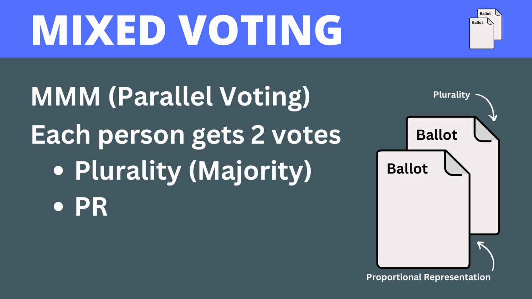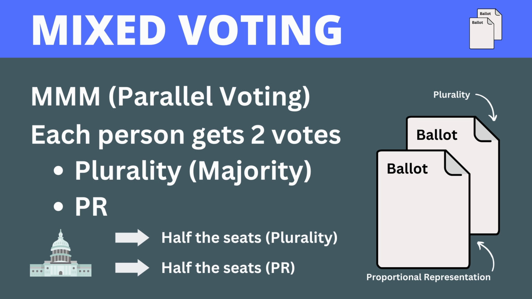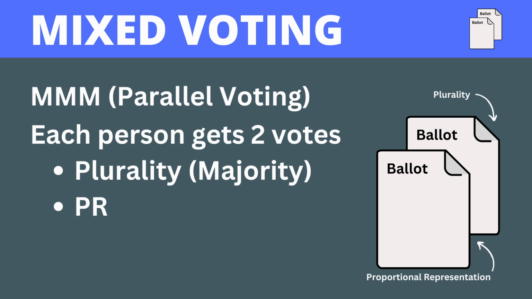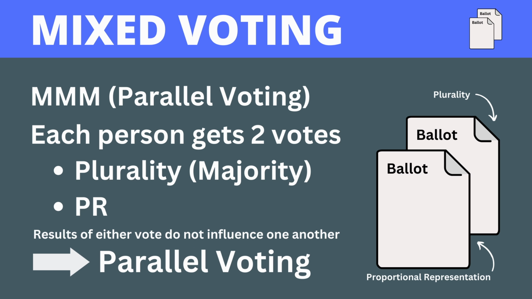In the MMM, there are 2 separate votes going on at once, one which is plurality and one which is PR. The number varies by country, but half of the seats of a single chamber or house could be plurality and the other half PR. The results of these 2 votes have no influence on one another, so MMM is also known as parallel voting.